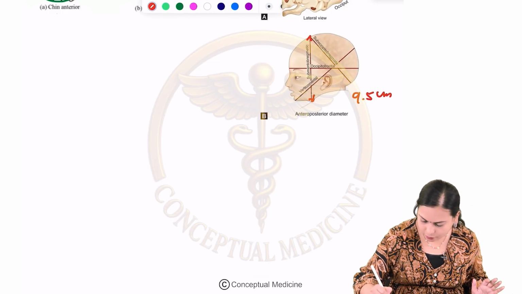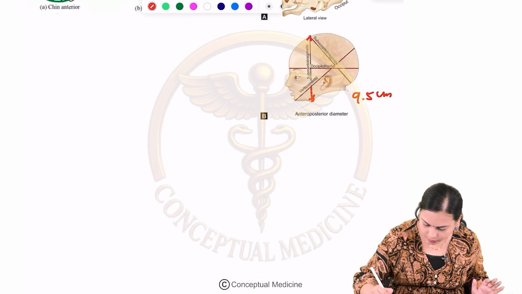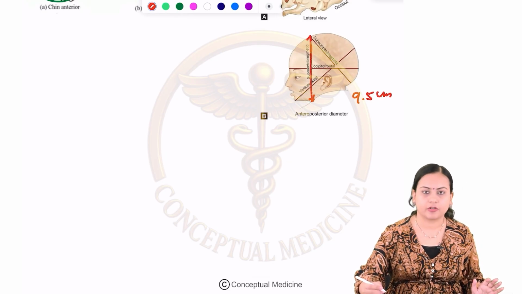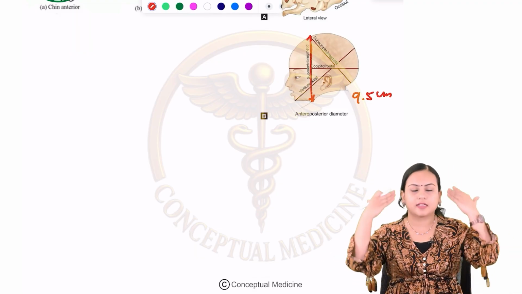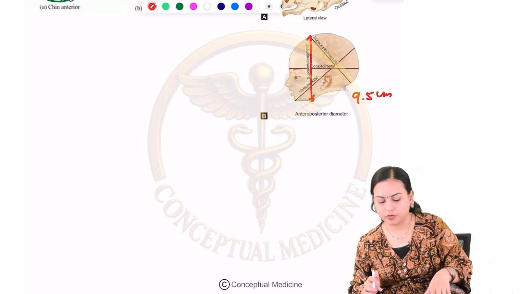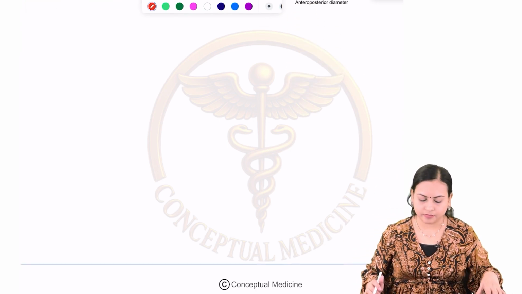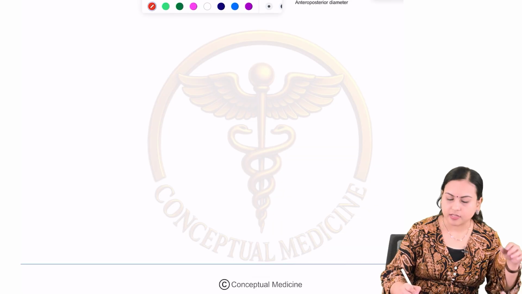So submentum, okay? So mentum is chin. So just below the mentum we will be taking, and bregma means it is the anterior fontanelle. So we are going to join the line between the submentum and the bregma, right? So that is going to be the engaging diameter, okay? So there is no confusion in this, right?